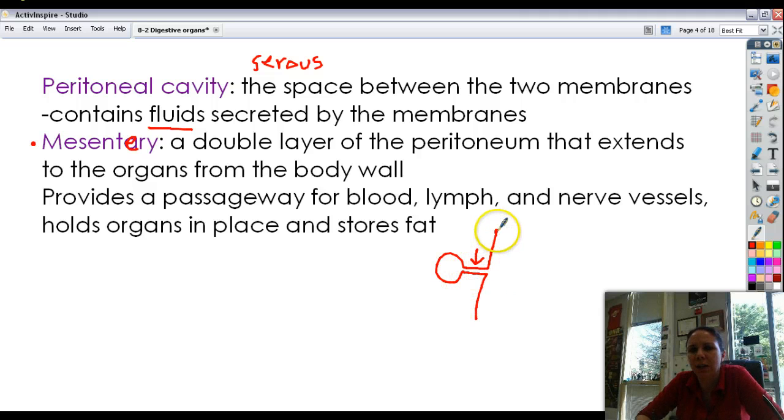So it's not directly touching the wall, but it's also not touching the organ. It's just kind of like a rubber band or a ligament that's holding everything together. So that's the mesentery. It extends from the organs to the body wall, and it provides a passageway for blood. So you'll have like your aorta go in and then feed your small intestine. Lymph, nerve vessels. It also helps to hold the organs in place.